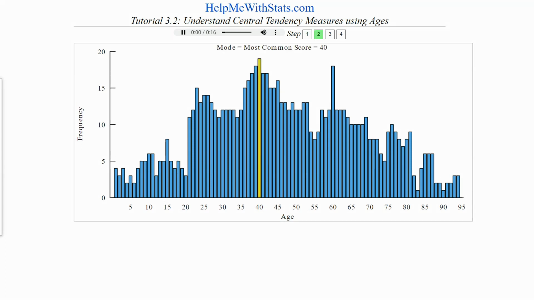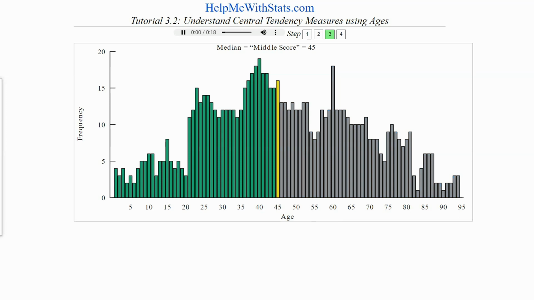The mode is the most common score, which is highlighted in yellow. In this distribution, 40 is the mode because 40 is the most common score. Note that the mode will always be one of the scores in the population, which is not always true of the other central tendency measures.